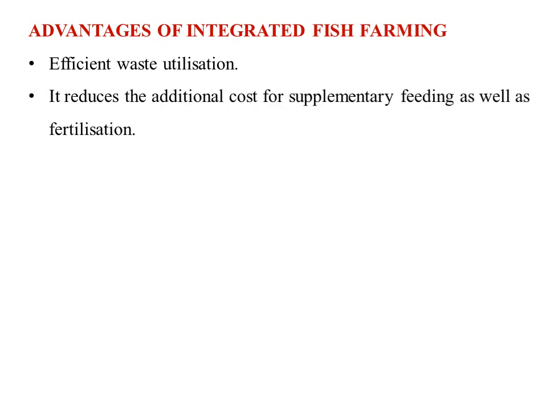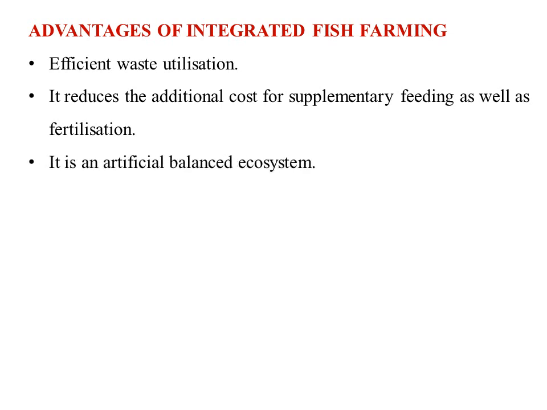The advantages of integrated fish farming systems. There are various advantages in this type of integrated farming system. First one is efficient waste utilization. The waste of one organism becomes the food for the other organism, so the waste is properly utilized. Next, it also reduces the cost of supplementary feeding as well as fertilization, because natural feed will be available for the organism, so the supplementary feed cost will be reduced.